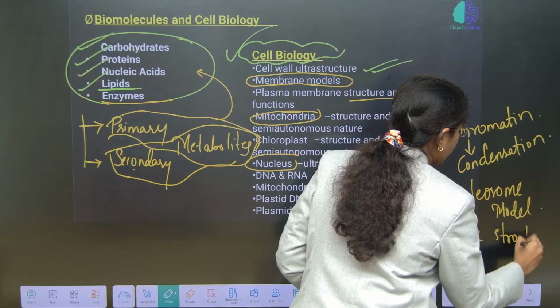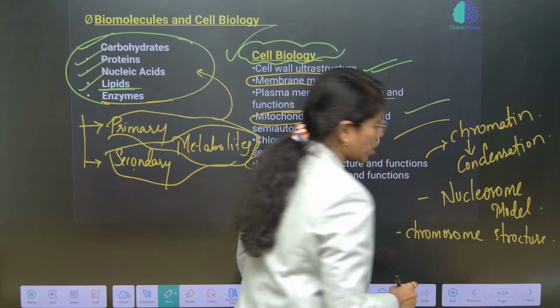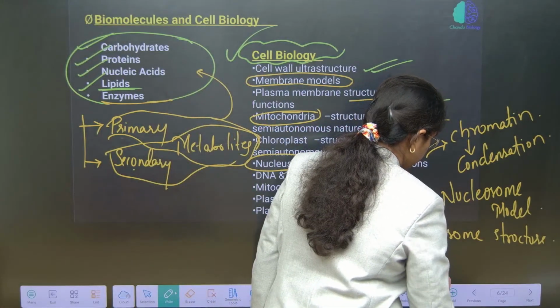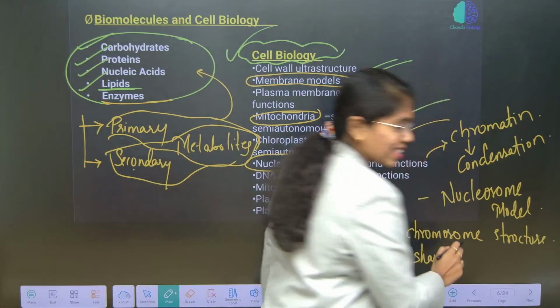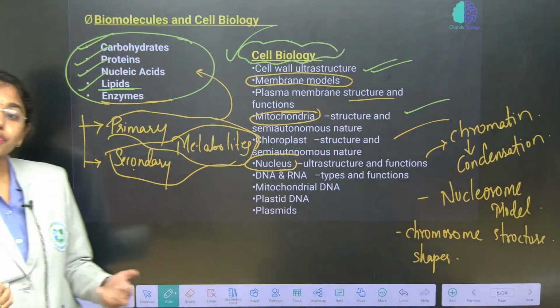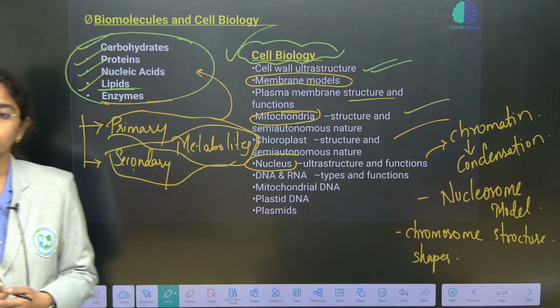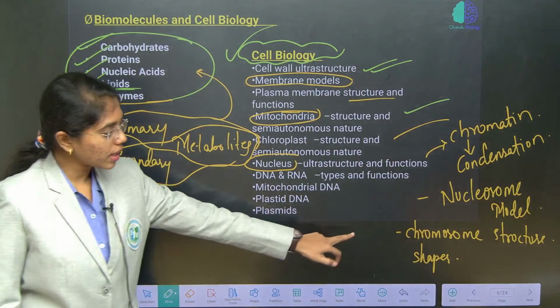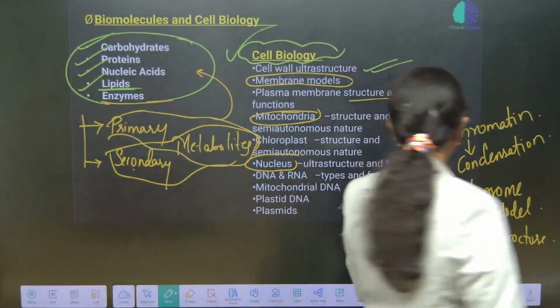In which phase can you see the crystal clear structure of the chromosome under the microscope? What is the phase of the cell cycle, if you know? Metaphase. Okay, in which phase can you see the clear shapes of the chromosome? We are almost there. Anaphase. Okay, in metaphase you can see the clear structure of the chromosome, in anaphase the shapes.